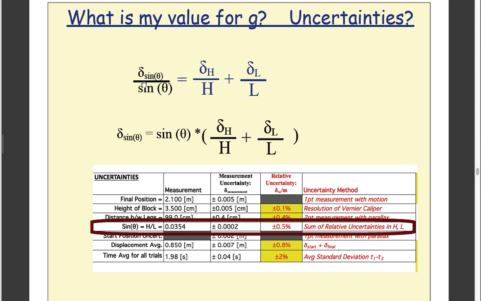So if I take this sine theta down here and multiply it by that sum of the relative uncertainties, I can find the measurement uncertainty in sine theta. In other words, my sine theta times delta H over H plus delta L over L. Take that sum and multiply it by sine theta. So I take the 0.1 and the 0.4% and I get 0.5% when I sum those. Take that 0.5% and multiply it by my sine theta. That gives me my measurement uncertainty. So you can record those in your data table and simply write, it's the sum of the relative uncertainties in H and L.